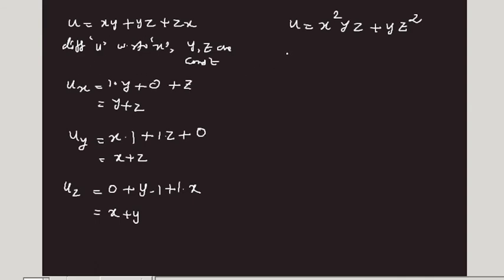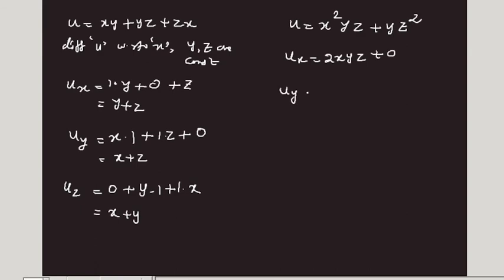See the next problem. This one differentiated with respect to x. Here x square is nothing but 2x into y into z plus, here we do not have x term, we get 0.